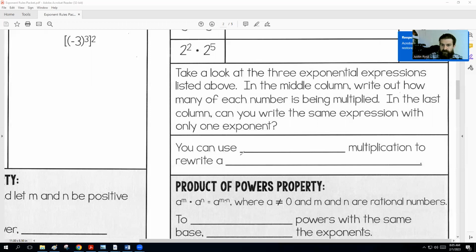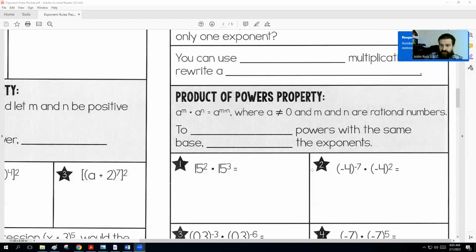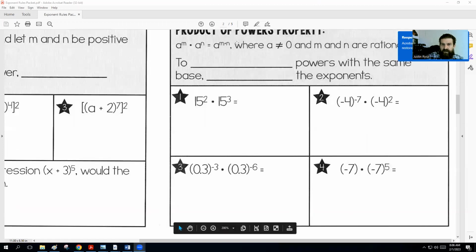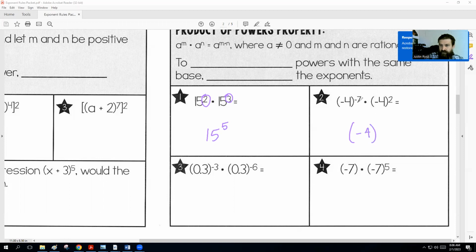And we can rewrite it. Another way to think about this is that to multiply powers with the same base, we add the exponents. As long as the bases are the same, we keep the base the same and just add the exponents together when we multiply. So 2 plus 3, that'd be 5. Same thing over here, negative 4 is the base. Even if the exponents are negative, we just add them together. Negative 7 and 2, that'd be negative 5.